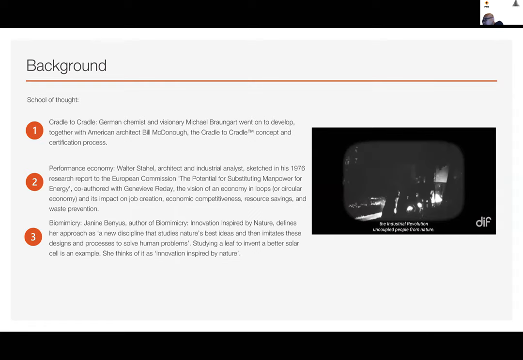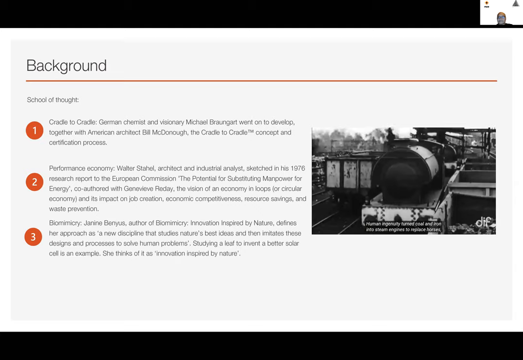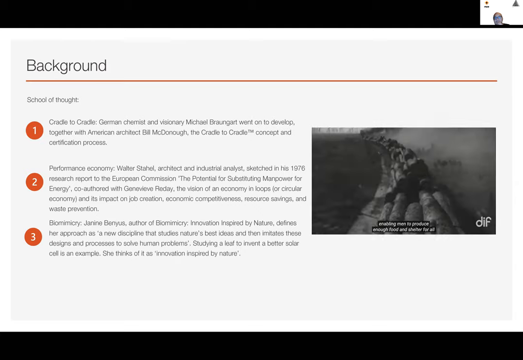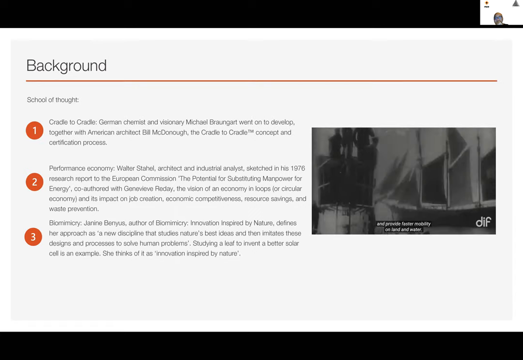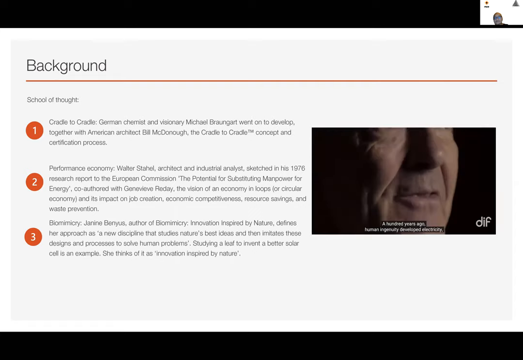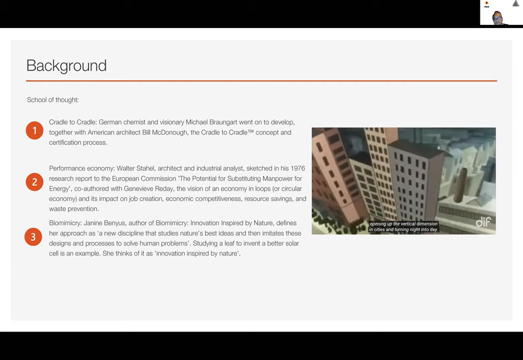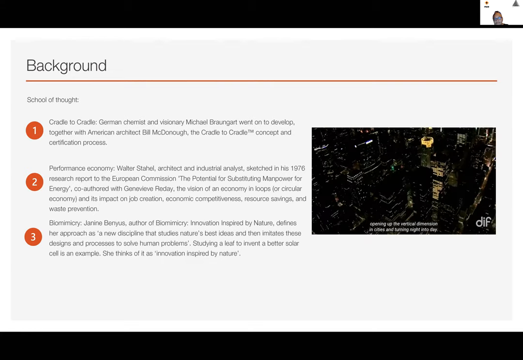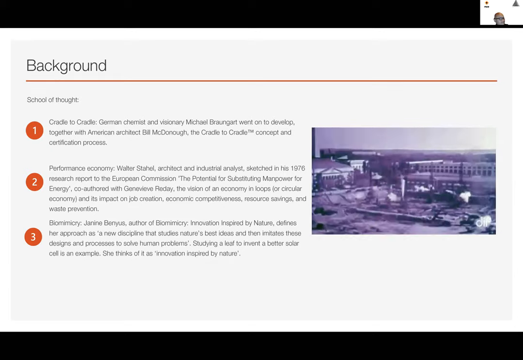200 years ago, the Industrial Revolution uncoupled people from nature. Human ingenuity turned coal and iron into steam engines to replace horses, enabling men to produce enough food and shelter for all and provide faster mobility on land and water. 100 years ago, human ingenuity developed electricity, opening up the vertical dimension in cities and turning night into day. And oil complemented coal as abundant energy supply.